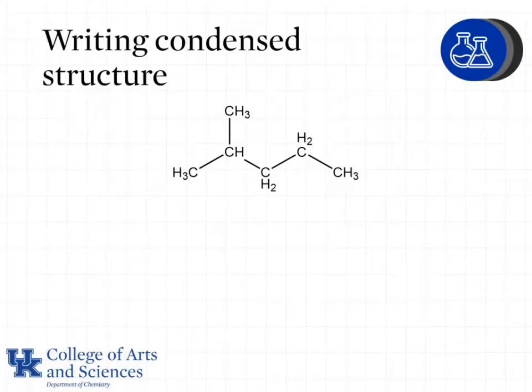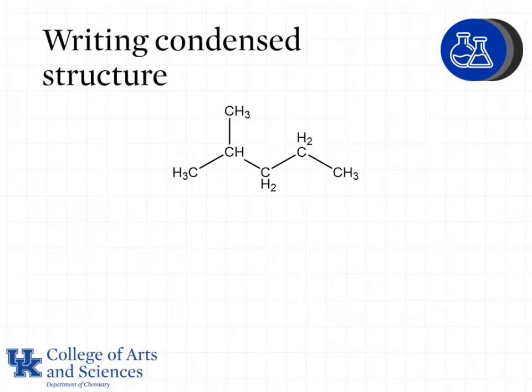While chemical formulas give us useful information about the number of each type of atom in a compound, we also see that they don't give us anything about the way atoms are connected. Because organic compounds are composed of primarily carbon and hydrogen, there are lots of different ways for the carbon and hydrogen atoms to be connected. And so one thing we do in organic chemistry is write something called a condensed structure.